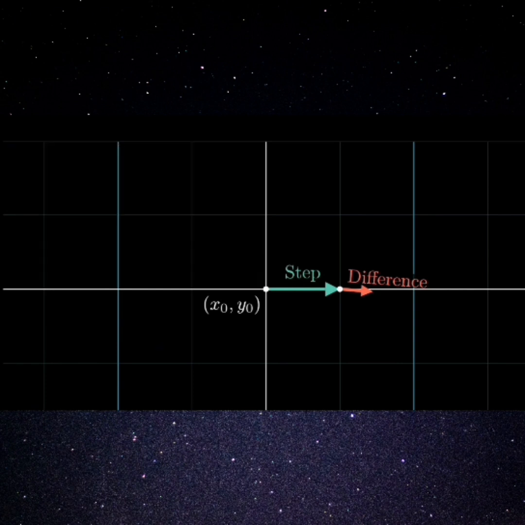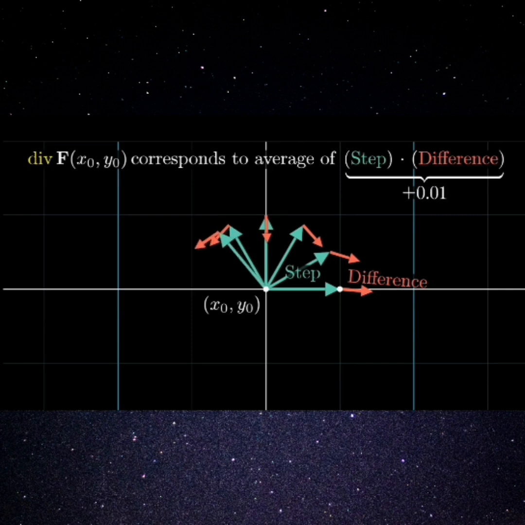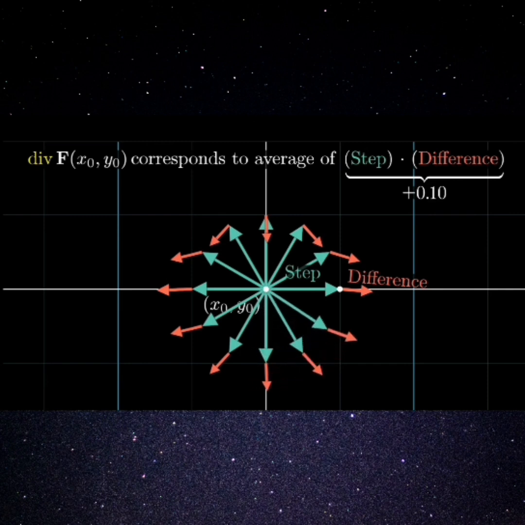Now, the dot product of your step vector with that difference vector that it causes tends to be positive in regions where the divergence is positive, and vice versa. In fact, in some sense, the divergence is a sort of average value for this dot product of a step with a change to the output that it causes over all possible step directions, assuming that things are rescaled appropriately. I mean, think about it.